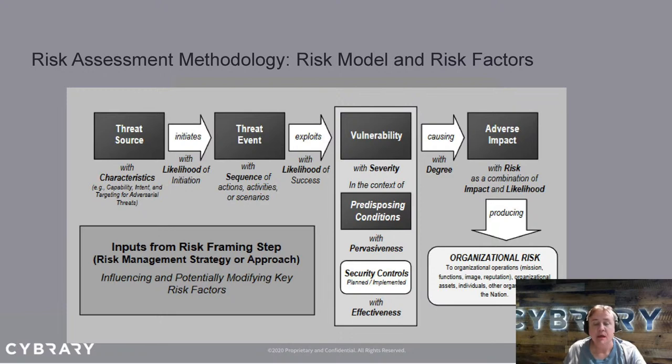There may be predisposing conditions like being on a dated system that doesn't have the capability of running more robust security. That might be a predisposing condition. The idea is we need security controls in place, and we've got to figure out how effective they are to prevent this exploit. But that vulnerability and threat event are going to lead to some sort of exploit. What's the severity? And how likely is it to happen? Probability and impact. And then overall, what's the total amount of risk?